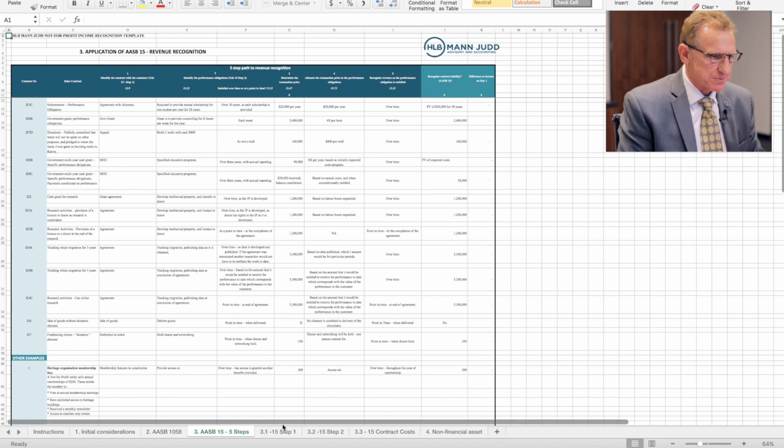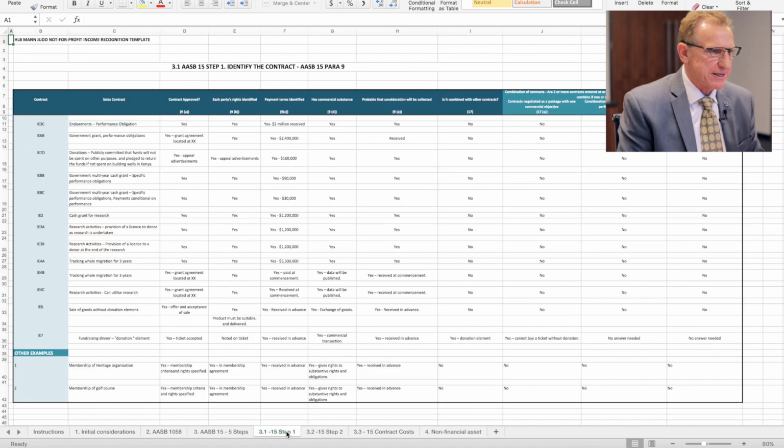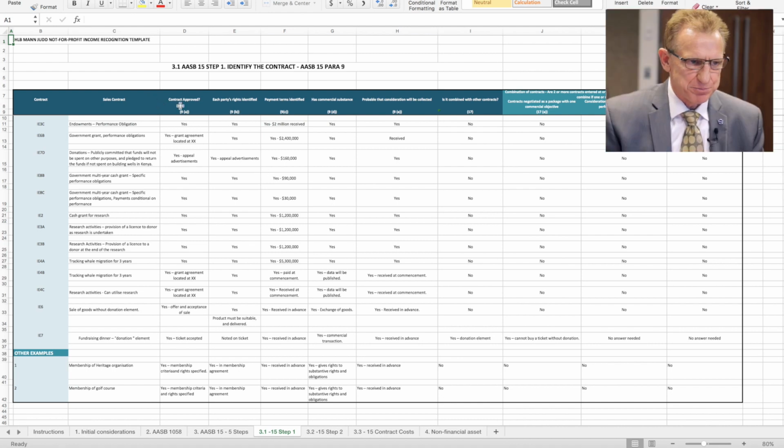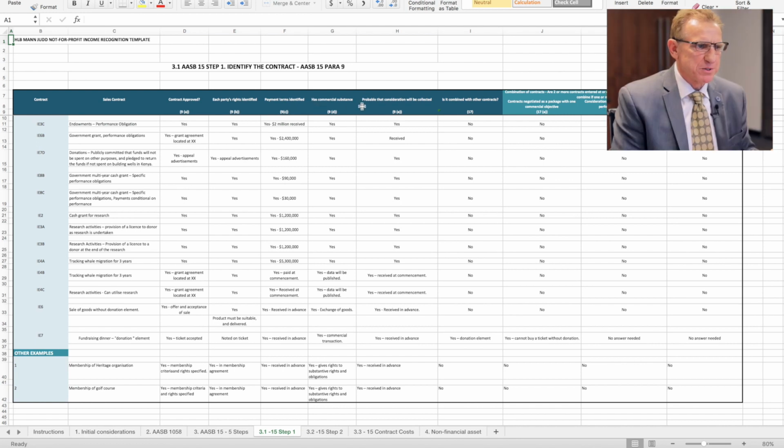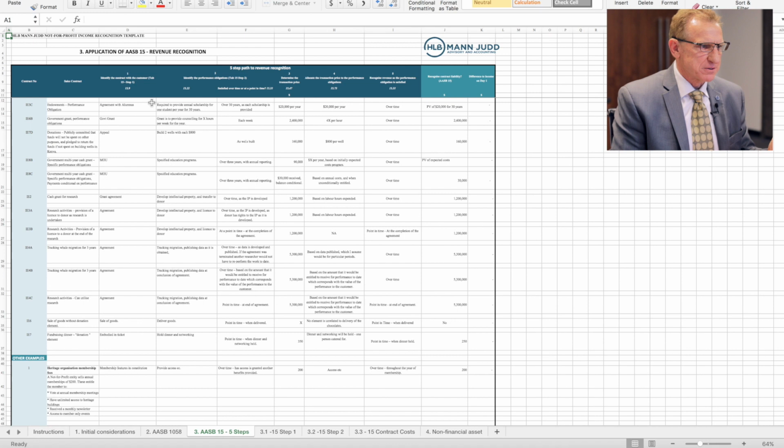To help you with that, we've got this tab 3.1 here, steps on identifying a contract with a customer. Is it approved, rights identified, payment terms, non-commercial substance, probable that consideration will be collected, and is it combined with other contracts where you might have to join it with other contracts? If it is a combination of contracts, these three columns here will help you work that out. Now that's step one in the AASB 15 tab 3.